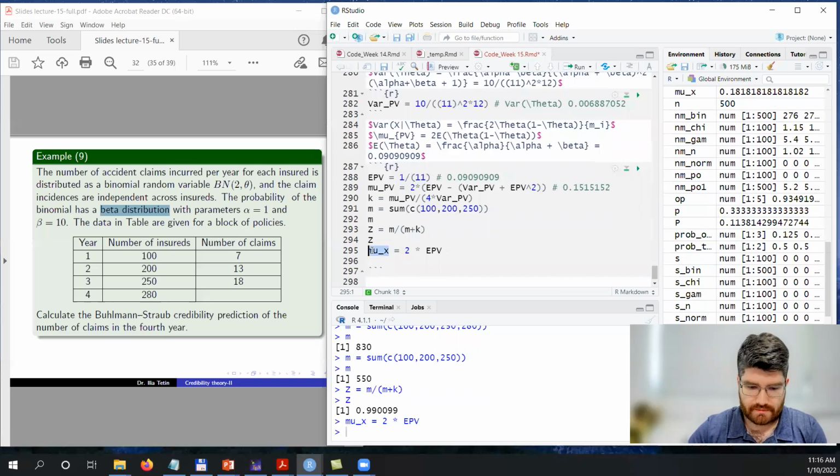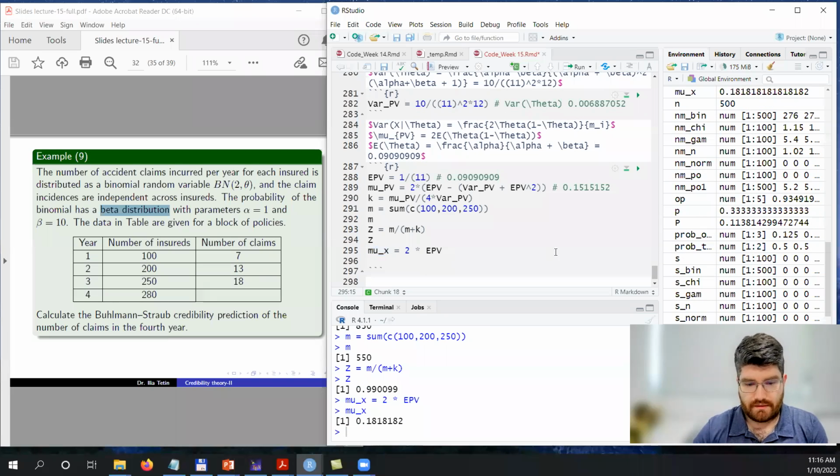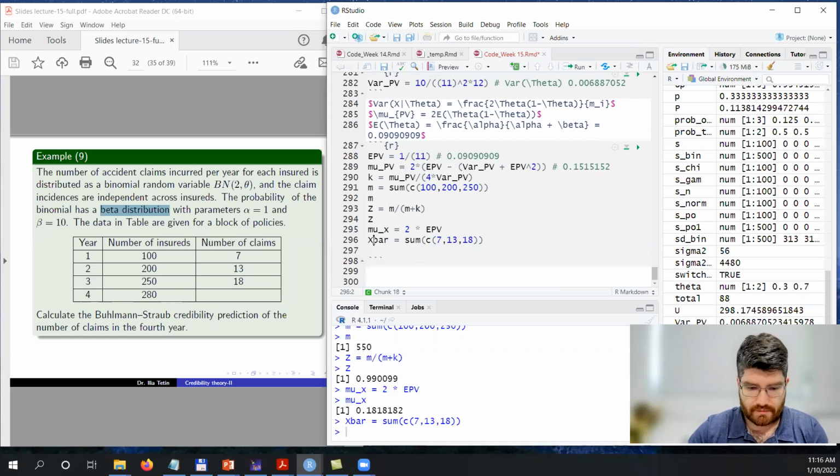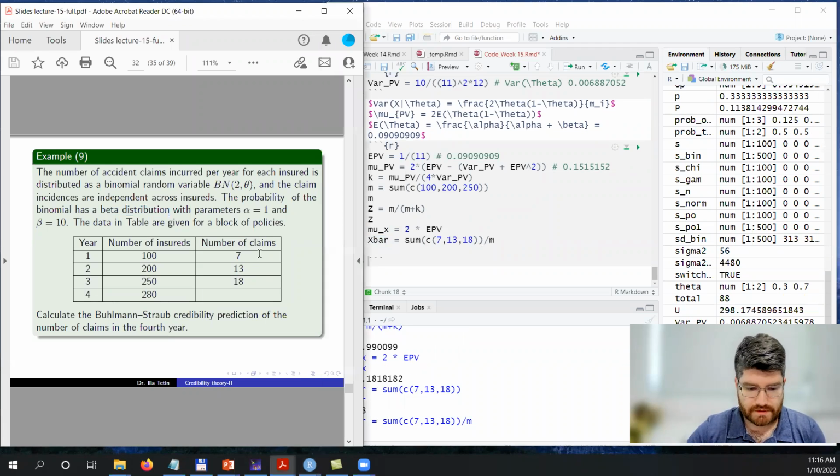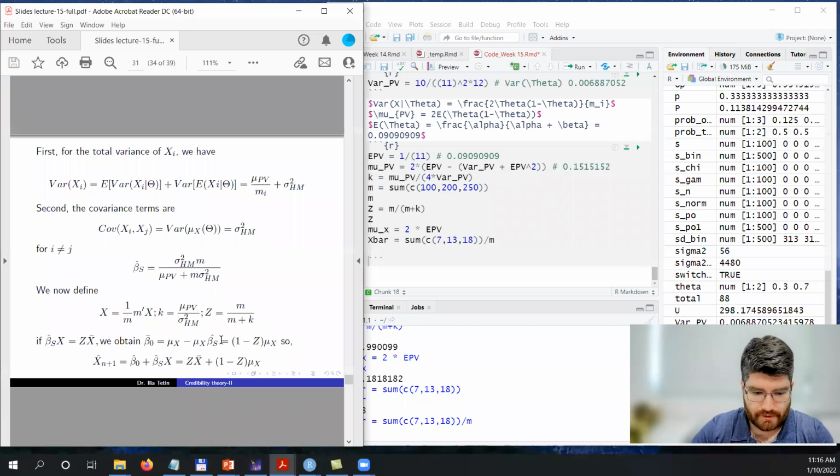Okay, this one is mu x, 0.18. x bar is the number of claims, the sum of the vector 7, 13, 18. This is x bar, 38, and we divide that over m. So I'm just using the same kind of formula.